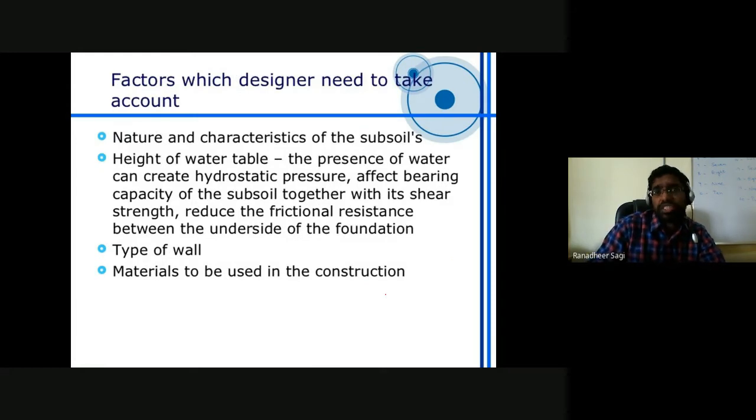So the factors which the designer needs to take into account while designing the retaining wall are the nature and the characteristics of the subsoil. Without knowing the condition of the subsoil, it's not possible to construct any structure. And we should also be knowing the position of the water table, because the position of the water table plays a major role, as we mentioned.